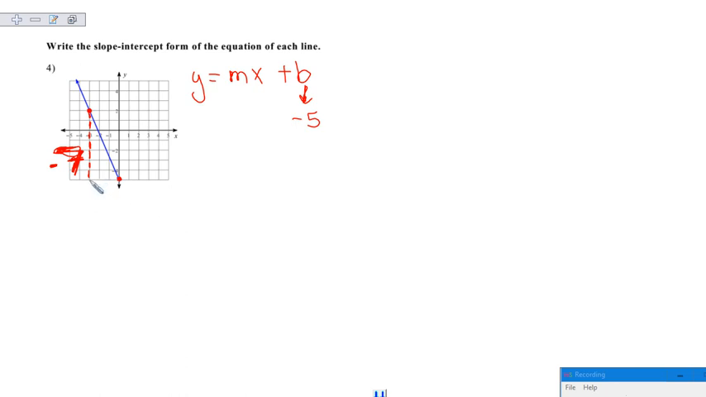Alright, and then it's going to go to the right. 1, 2, 3. So it's going to the right 3. So my slope is -7 over 3. So now I just fill those in. And I get y equals -7 over 3 x, subtract 5.